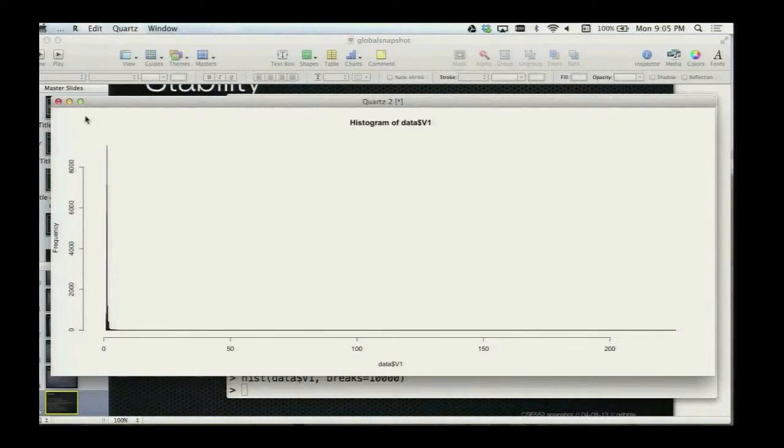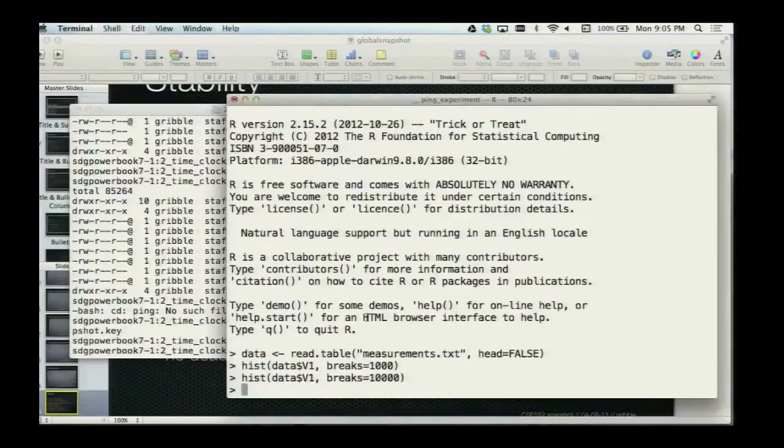Graph that in a log in the vertical? I don't know how. I could, but I don't know how. All right, we'll see you in a week.